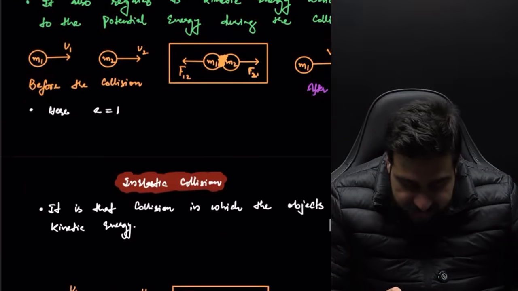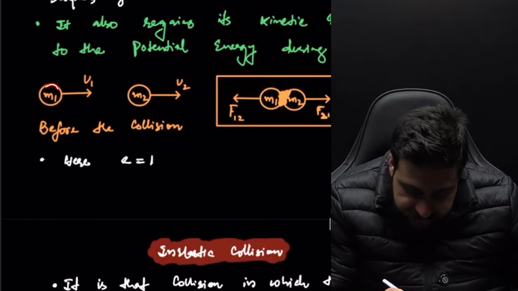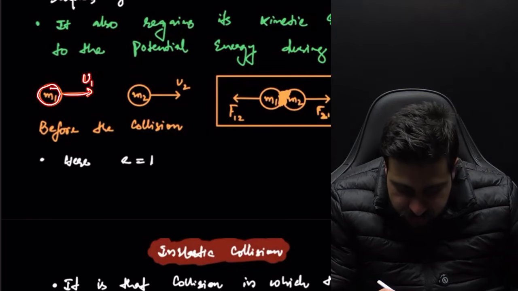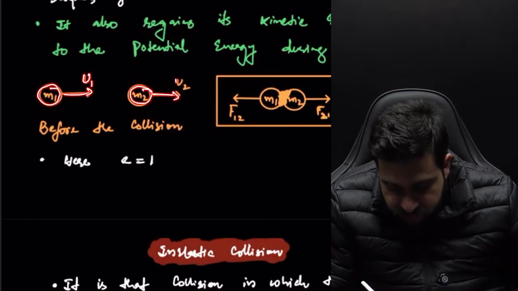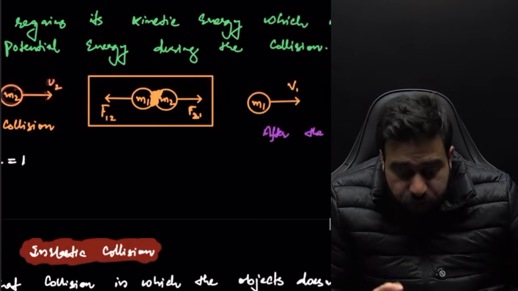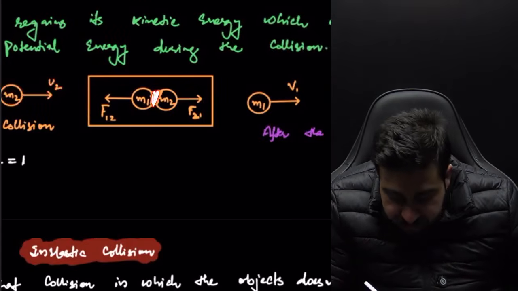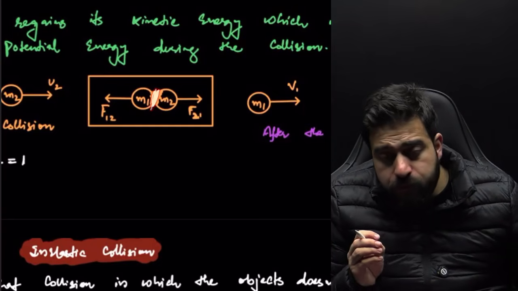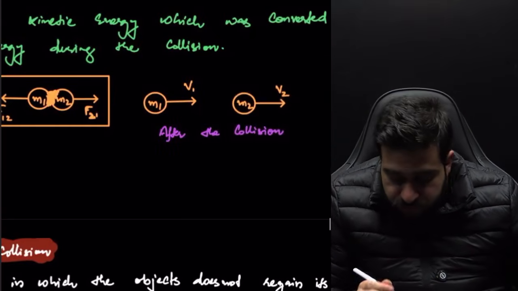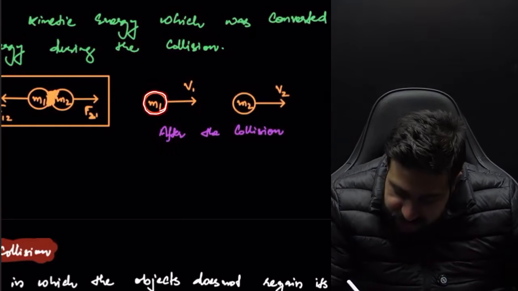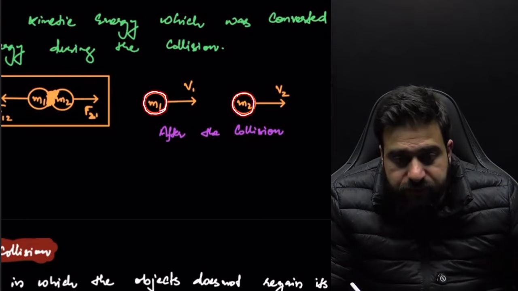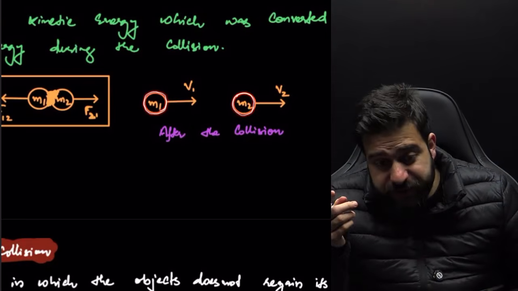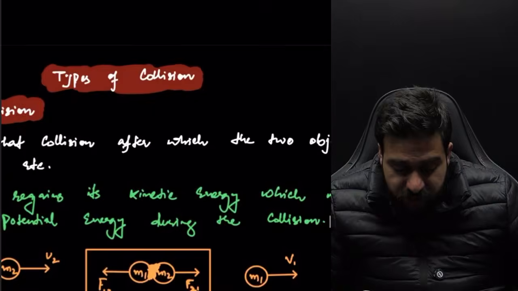Take a look, my dear NEET aspirants. This is mass M1, which is moving with velocity U1. This is mass M2, moving with velocity U2. When they collide with each other, some deformation takes place. After the collision, both attain the same shape and size. That is called elastic collision.